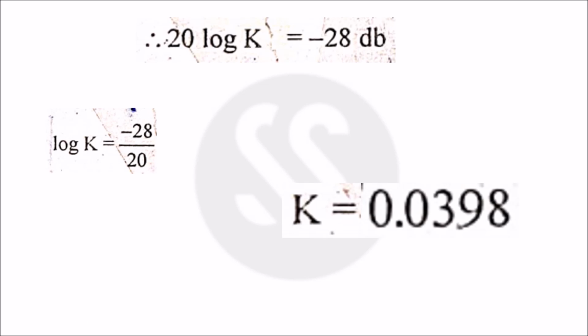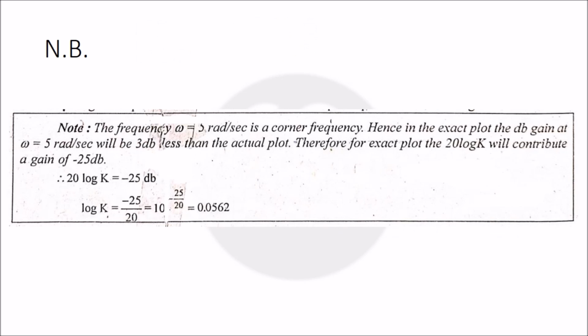If you want to find the exact value of k, what you need to do is, instead of minus 28, you have to add 3 dB. So it becomes minus 25 dB. So 20 log k equal to minus 25 dB. So that's the point. We can take the frequency omega equal to 5 radian per second as the corner frequency. Hence, in the exact plot, the dB gain at omega equal to 5 radian per second will be 3 decibel less than the approximate plot.